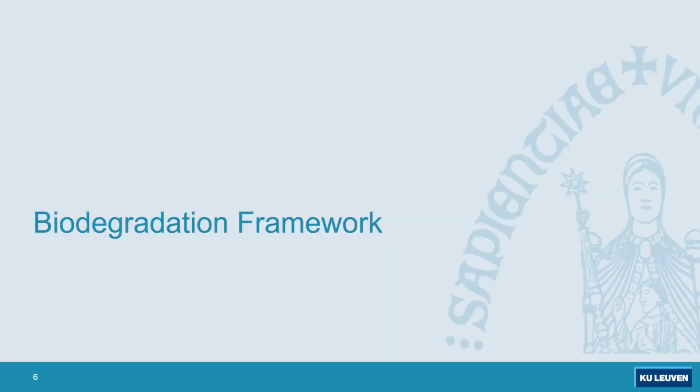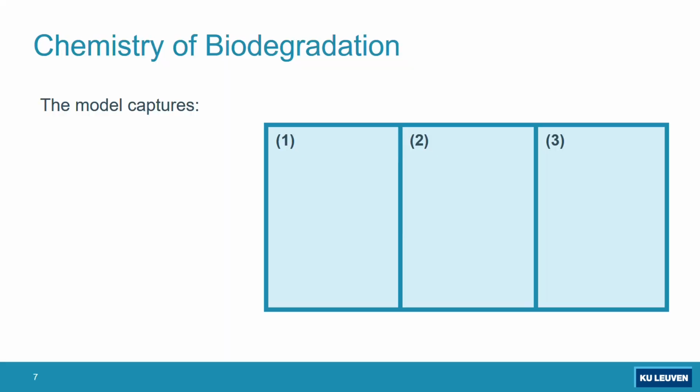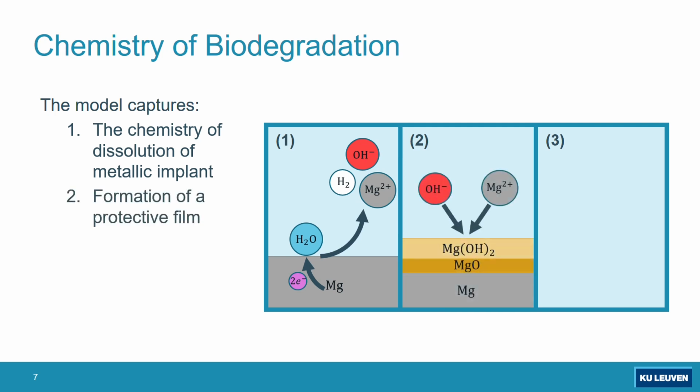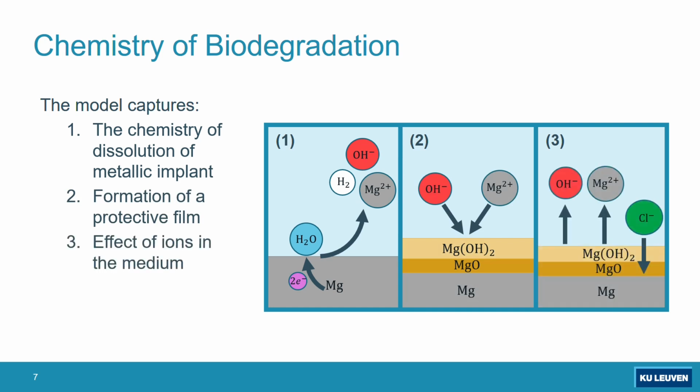So I start with the biodegradation framework. If you want to capture the biodegradation process inside the body, the model should first consider the chemistry of the dissolution of the material, in this case magnesium, in the simplest case, and then the formation of what is known as corrosion product, the formation of a protective layer on top of it, slowing down the degradation. And then also the effect of the environment on that, like the presence of ions, the dissolution of this layer, and these kinds of processes, and also the change of pH, the acidity of the environment.